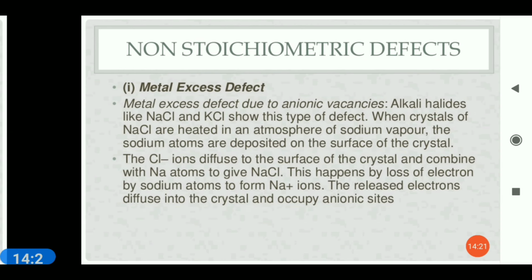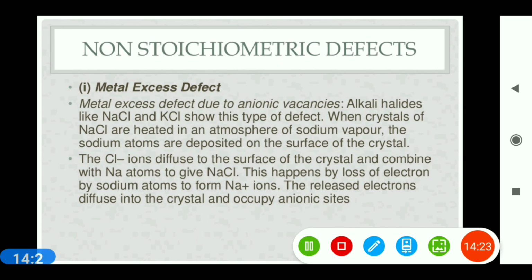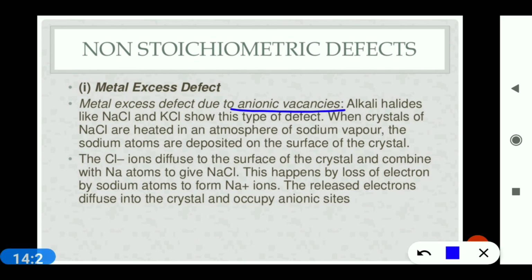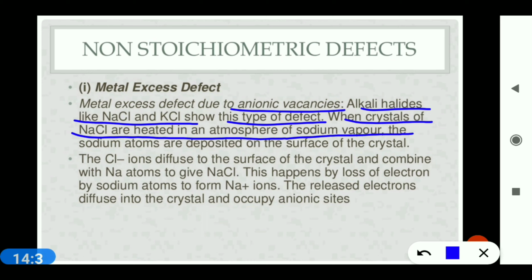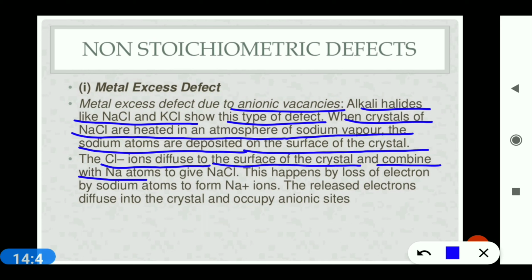So metal excess defect due to the anionic vacancy, if you remove the anion. Alkali halides like NaCl, KCl show this type of defect. When crystals of NaCl are heated in an atmosphere of sodium, then the sodium atoms are deposited on the surface of the crystal. What will happen? Chloride ion diffuses to the surface of the crystal and combines with the sodium atom to give NaCl.